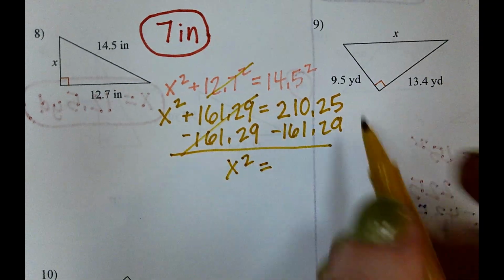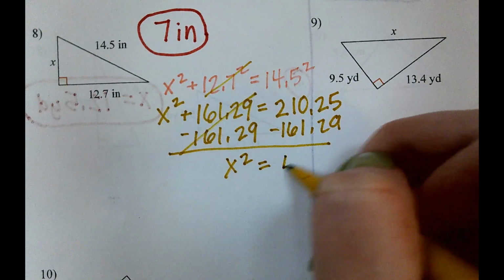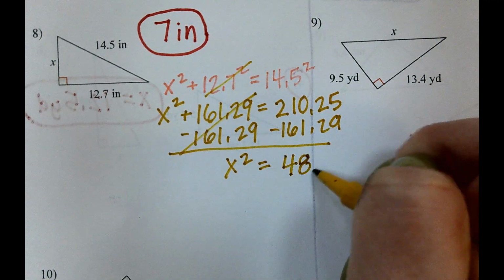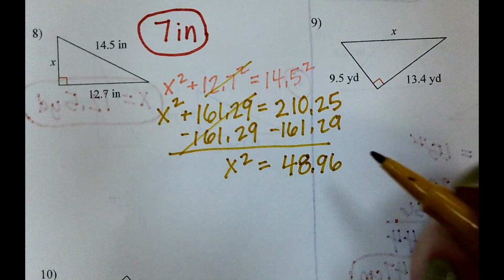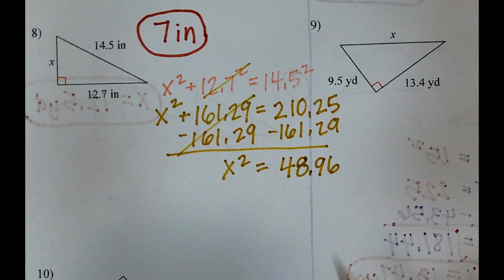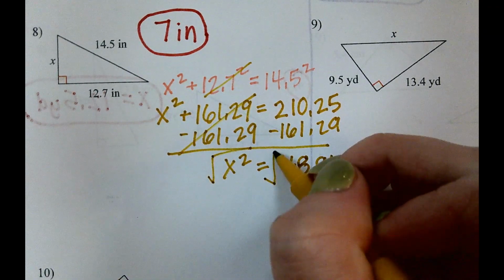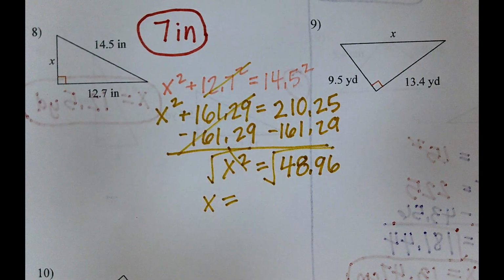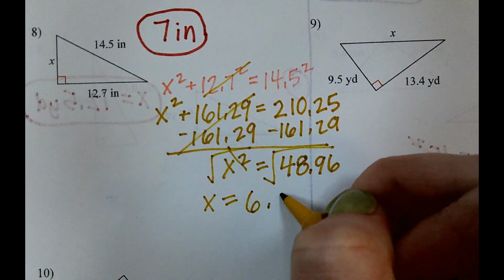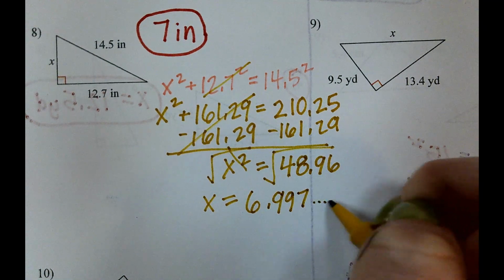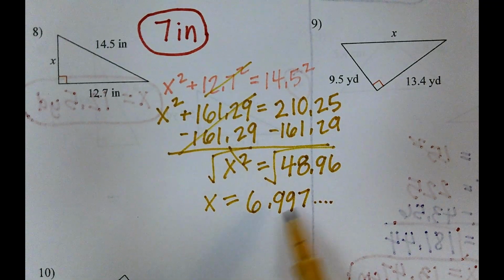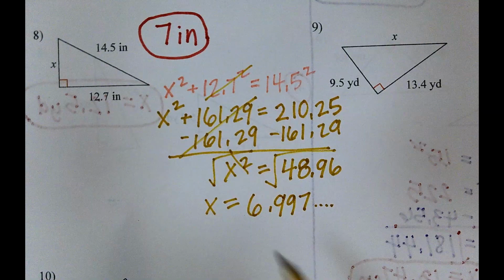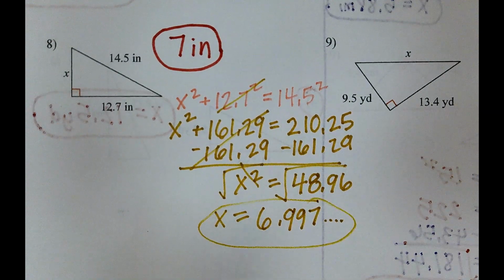Should leave us with x squared equals 48.96. Square root of both sides gets 6.997 and so on. So if we were going to round, it would be 7 inches. Good.